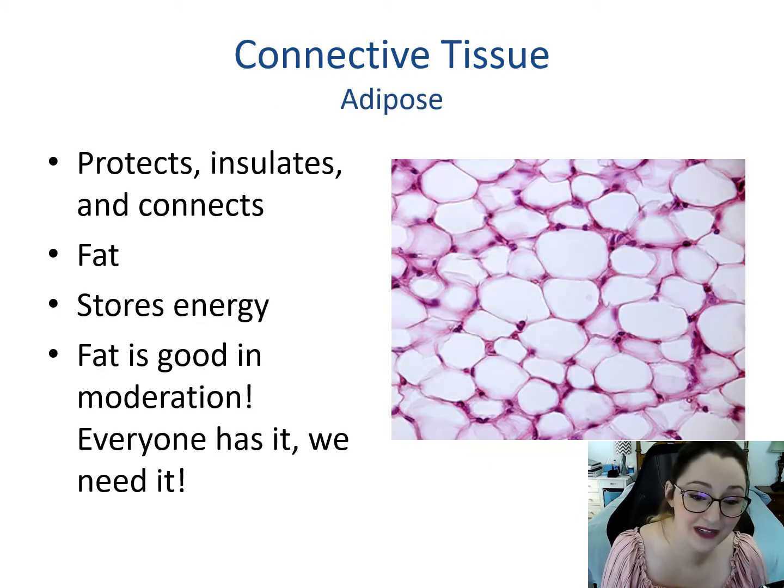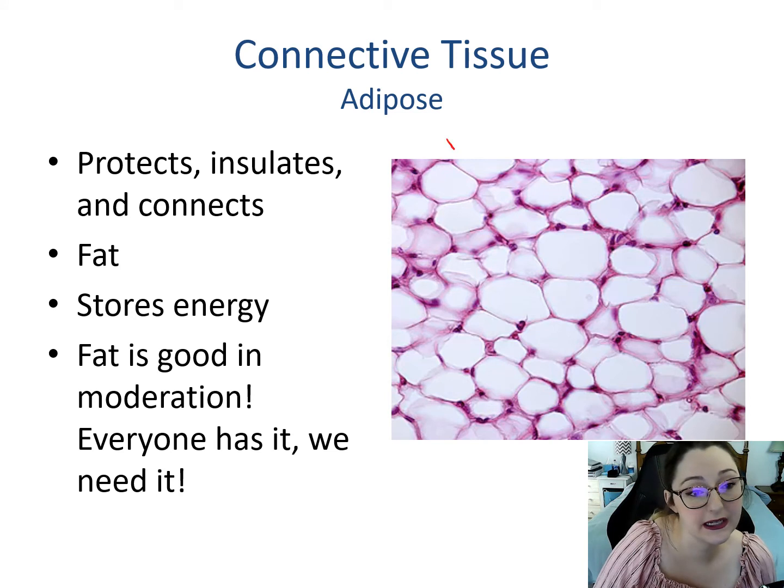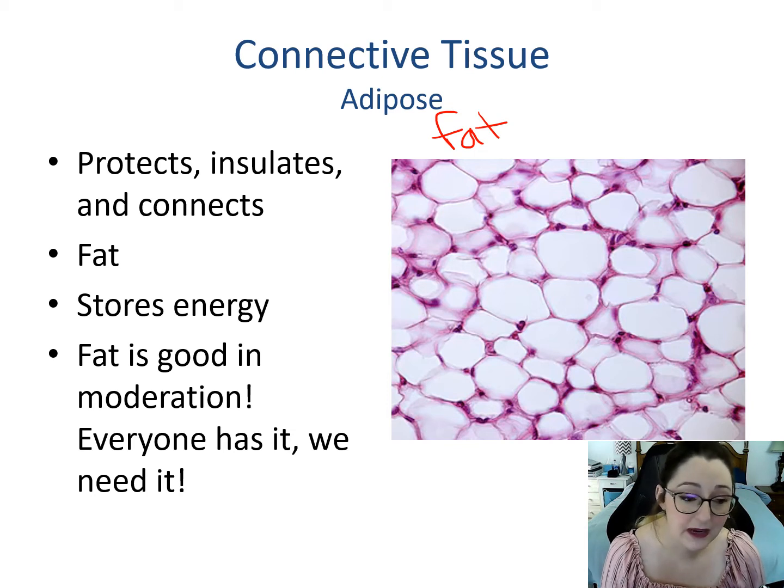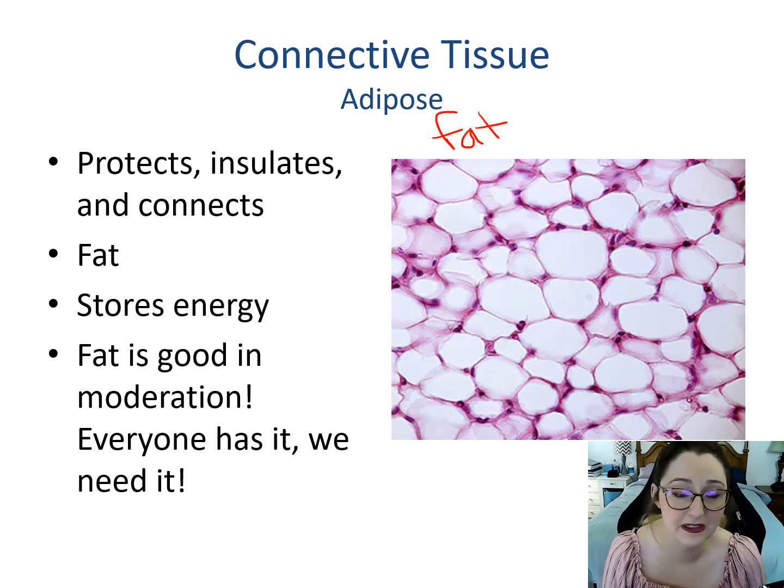Next up, kind of an interesting, fun one, I like the way that these look, is adipose. And what I want you to know about adipose is that it is fat. And we need fat. It's very important for our bodies to have some type of fat deposit, both for energy and protection. It's very important, very good for you, and of course in moderation. Everyone has it, we need it. If you don't have any fat, that's probably not a good thing. It is going to store energy, as I said. It's going to protect, insulate, and connect various other tissues.